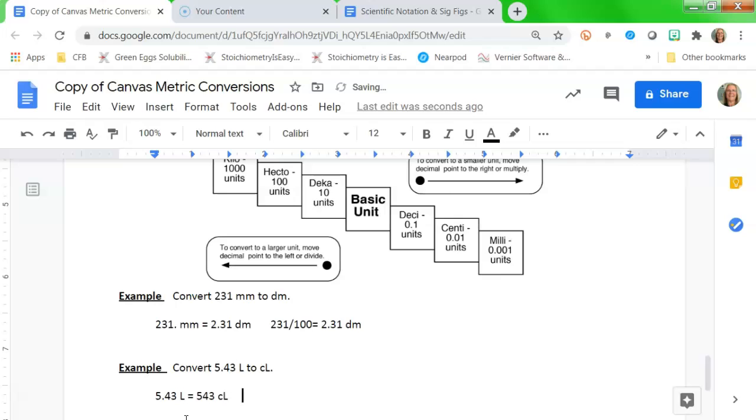Now, the other way of doing it, since I am moving to the right, I am going to multiply 5.43 times 1 with however many zeros of these spaces I'm going to move. So this time I'm going to multiply by 100, and that is also going to give me 543 centiliters. Again, whichever way works best for you, that's the way that you want to do it.